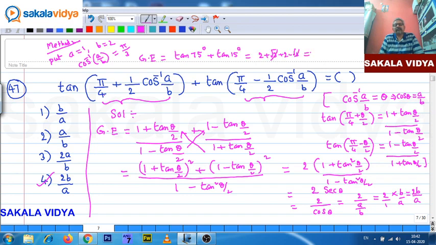So the value is 4. Now substitute B value 2 in the options. 2 by 1 equals 2, it is ruled out. A by B is 1 by 2, it is ruled out. 2A means 2 by 2, it is 1, it is ruled out. 2B by A, 2 into 2, 4 by 1, yes 4. So this is correct. Okay, method 1 is easy, right.